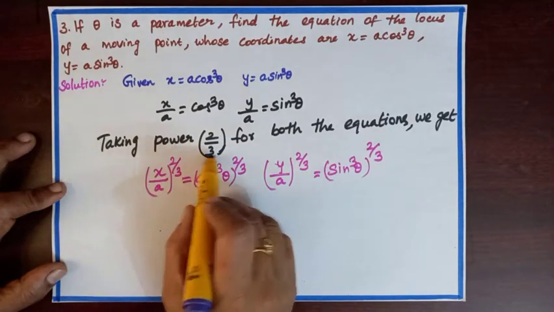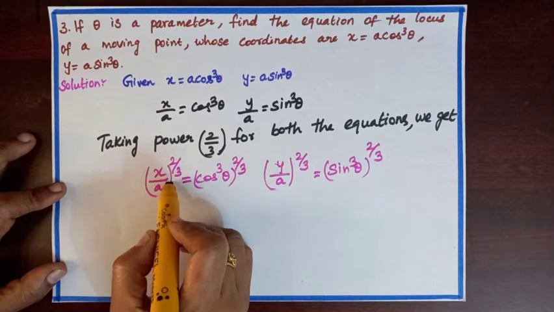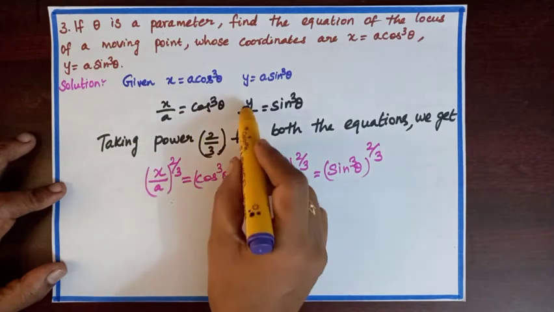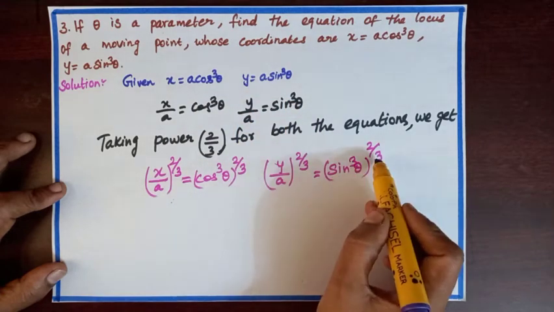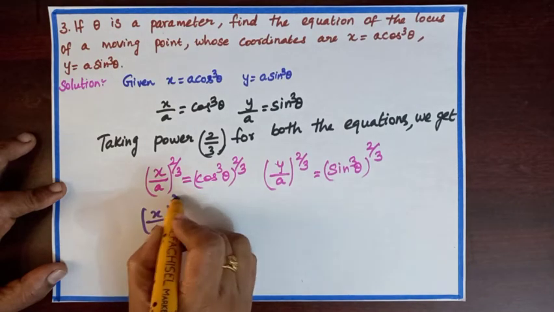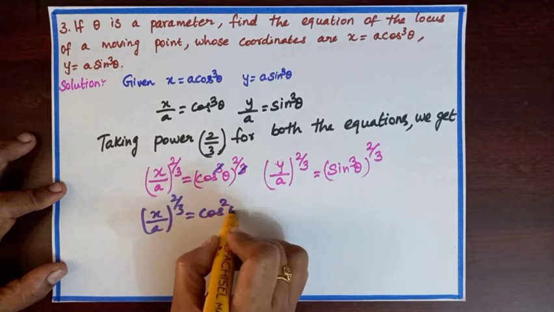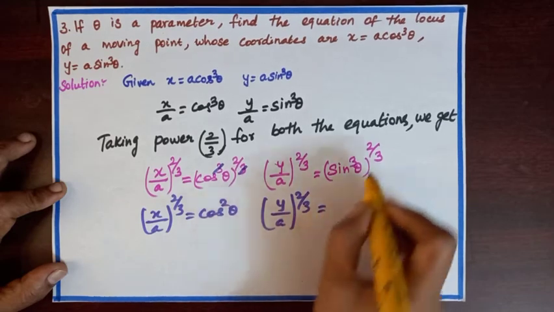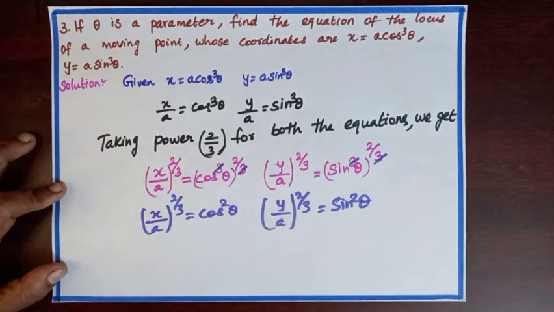Taking power 2 by 3 for both the equations, we get (x by a) power 2 by 3 equal to (cos cube theta) the whole power 2 by 3. (y by a) the whole power 2 by 3 equal to (sin cube theta) the whole power 2 by 3. Then we get (x by a) power 2 by 3, 3 and 3 will be cancelled, then we get cos square theta. (y by a) power 2 by 3 is equal to, 3 and 3 will be cancelled, then we get sin square theta.